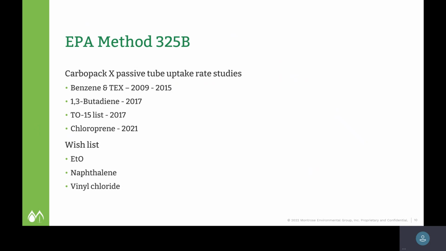Vinyl chloride as well is a compound of great interest, a high pressure compound. So that one's a challenge as well. And also when you heat it, you get thermal breakdown products, which lends to some questions about the data. And then on the other end of the spectrum, you have naphthalene, a very low pressure compound. So that creates some challenges there as well. You can trap it pretty easily, but getting it off in a reproducible fashion can create some issues. So those are things to think about moving forward, and how these uptake rates are developed and used.